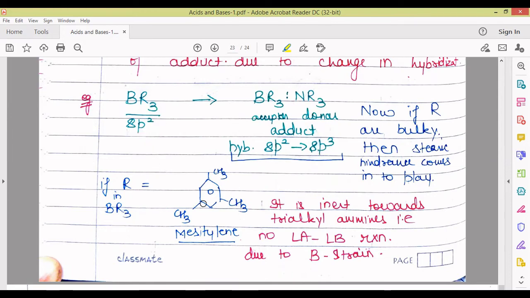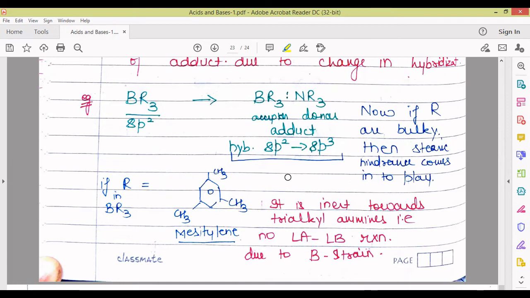Now if the R group is bulky, say it is mesitylene, where R is equal to this, a benzene ring with three methyl groups. When such groups are present on BR3, it is difficult for BR3 to change its hybridization, as there are already repulsions in the structure. So it will have to reduce its bond angle. In the case of sp2, it was 120 degrees. And for tetrahedral, when it is making an adduct with some Lewis base, it will have to change its bond angle from 120 to sp3, that is 109.5 degrees.